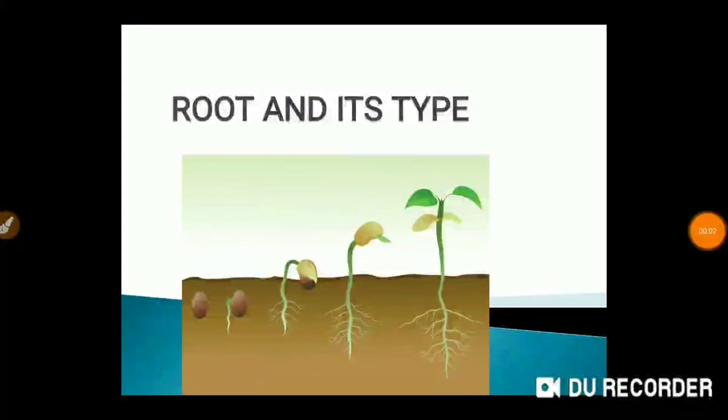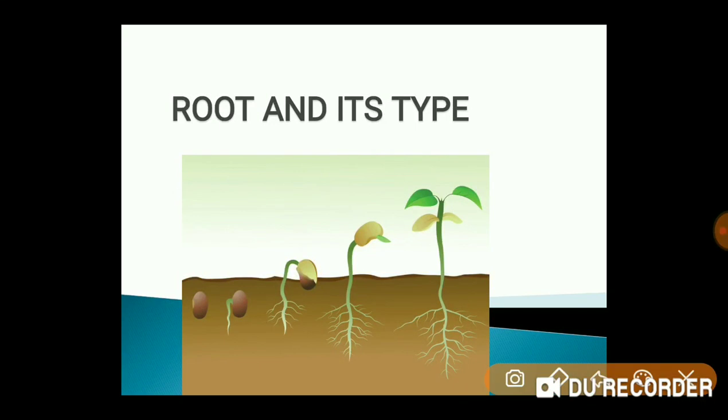Hello everyone. Today I am going to discuss root and its types. So first of all, what is root? This portion of the plant is known as root. It is the part of the plant which is essential for the absorption of water and mineral from the soil, which is necessary for the development and the growth of the plant.